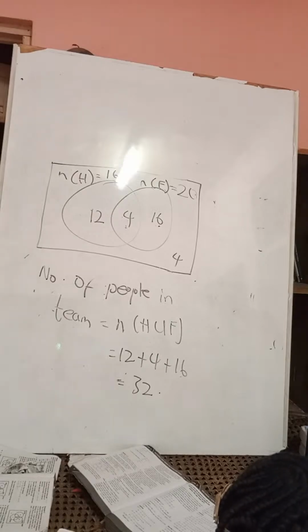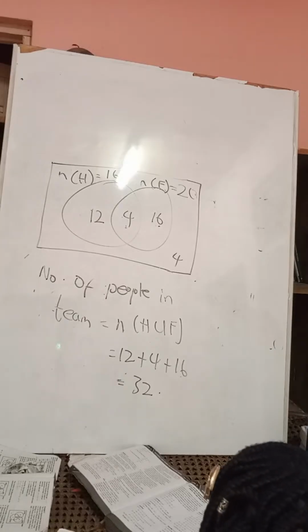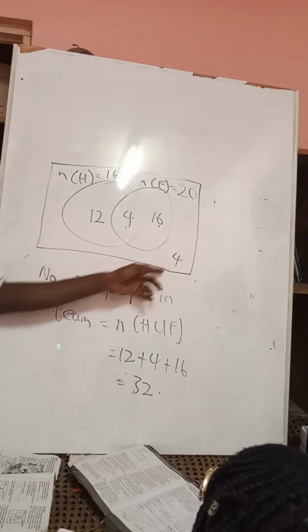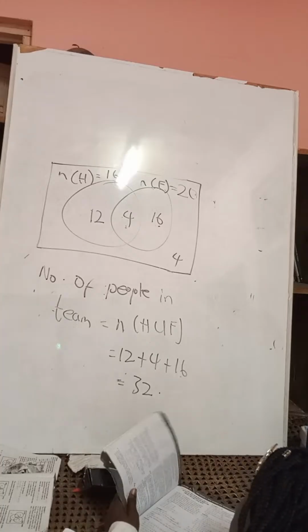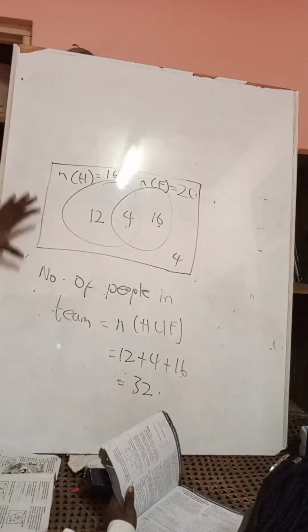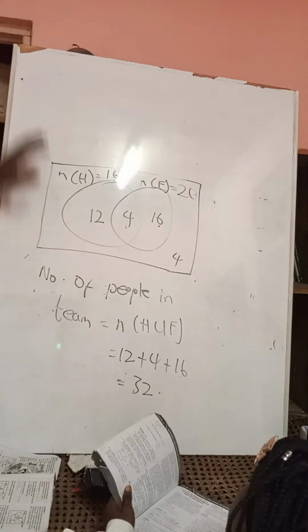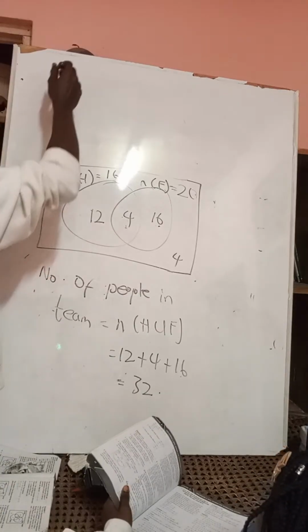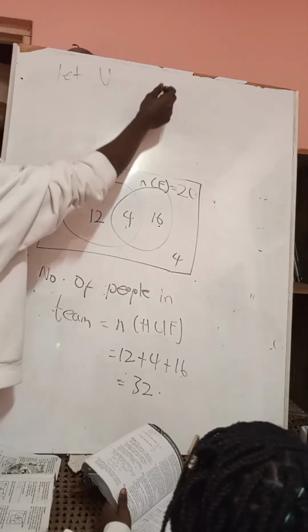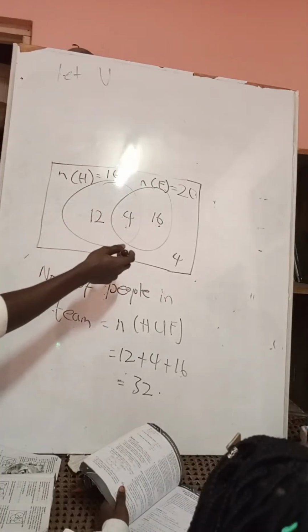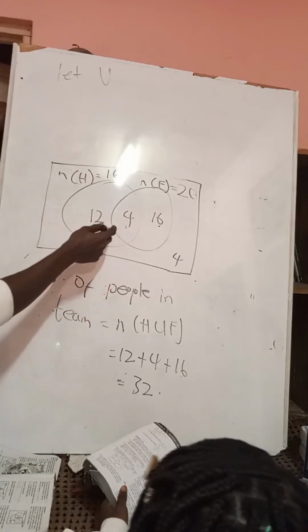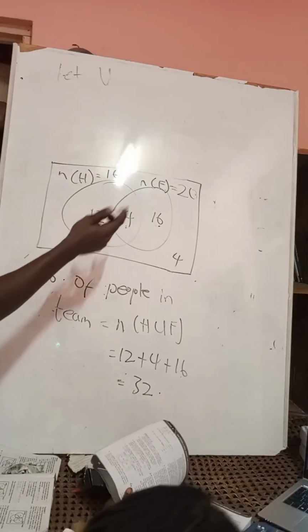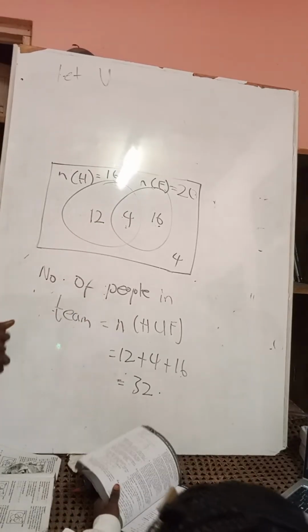When in case they ask you for the total number of class, you add those who don't play. Yes, you add them. So this is how, and after that you write all your representation here. Let U be the number of people in the class, H be hockey players, F be football players. So this is simple. Set is not something difficult.